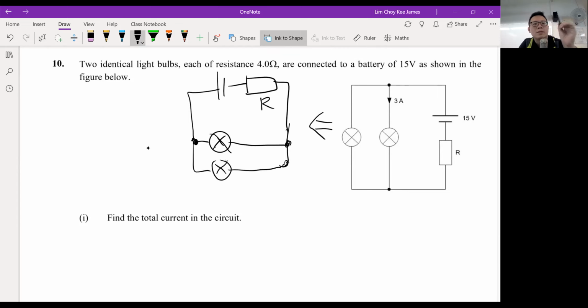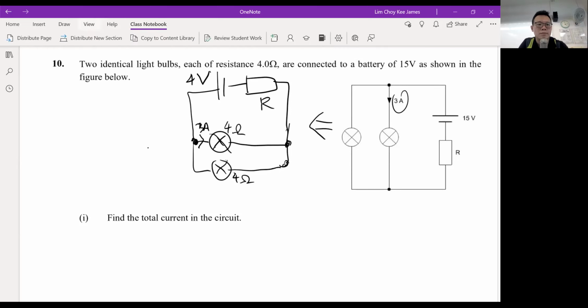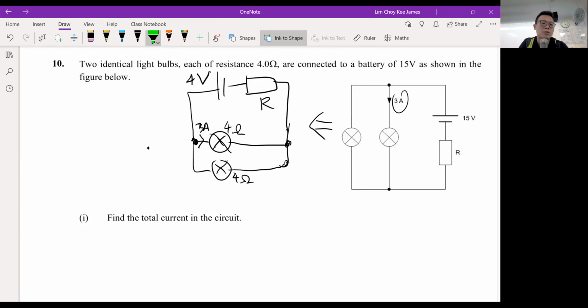Now, one of the common mistakes that we tend to make is that, based on the question, this is 4 volts, the light bulb is 4 ohms here, this is 4 ohms, and 3 amps is here. Don't forget to bring the 3 amps over. Based on the arrangement, it looks like these two light bulbs are parallel to each other. And that's where the mistake lies.